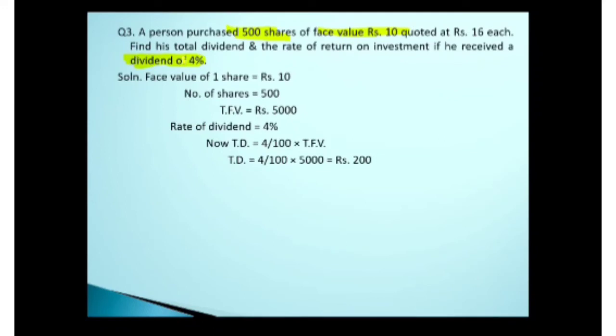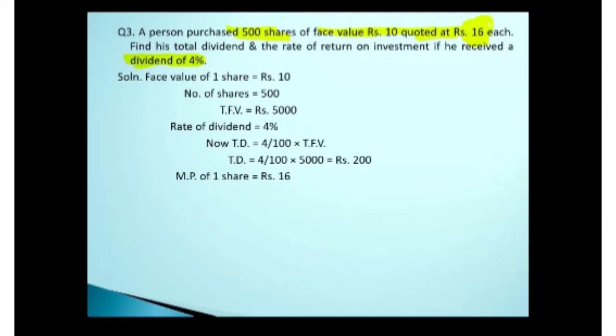And next, if I ask what is the market price, how much is the market price given in the question? One girl was asking how to make it out. So which data is remaining here? Quoted. Quoted is another name I had given in the definition of market price. For the market price, the other name is quoted price. So that is given to be 16 rupees. Quoted price means market price. That is given to be rupees 16.